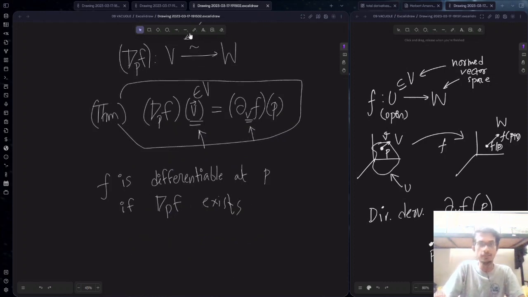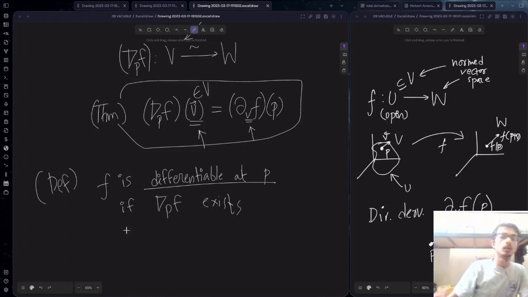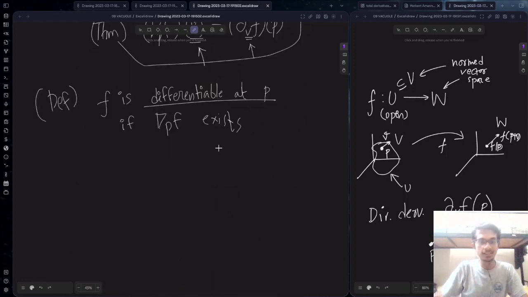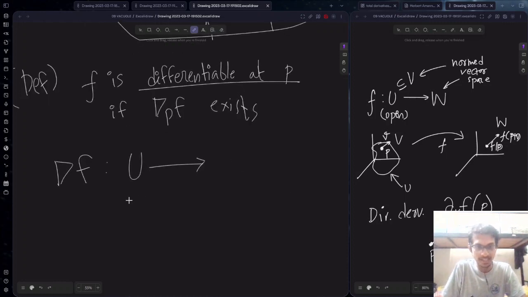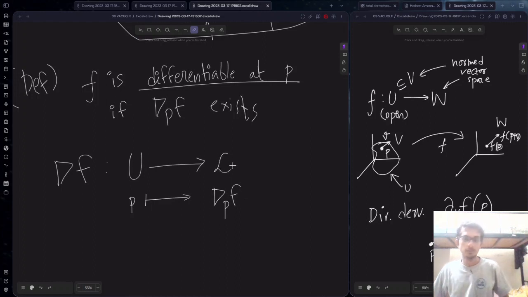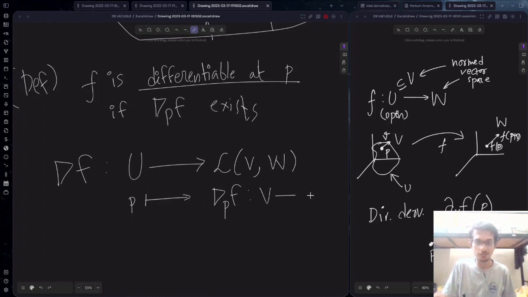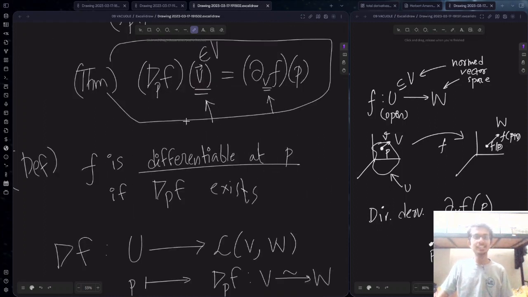This was our definition of differentiable function at a point. Now, if I want to analyze this more exactly, what I have to do is take the derivative as a function itself. So it takes the point P in the domain and maps it to the linear transformation. So I have to take the set of all linear transformations from V to W, because this is a linear transformation from V to W, which I can easily compute by this theorem now.